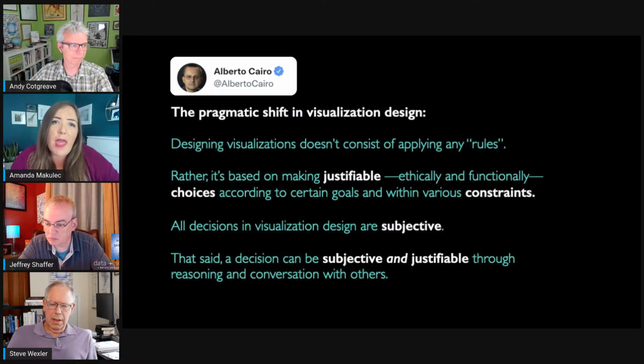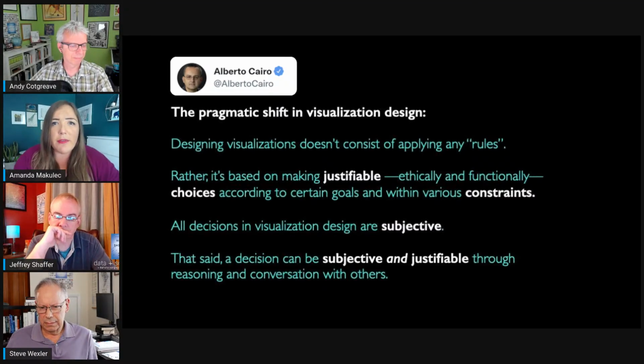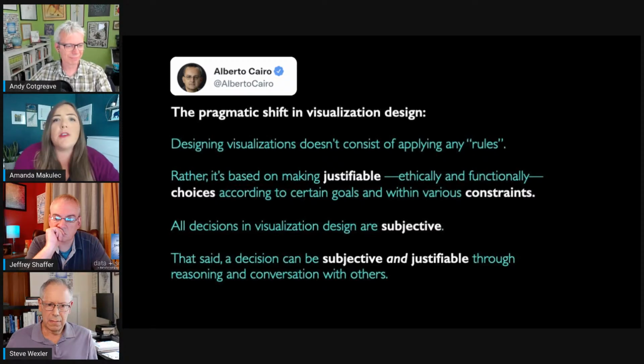At I/O in May, Alberto Cairo kind of summed this up very nicely in some slides talking about themes from his upcoming book and talked about this broader pragmatic shift in visualization design, where it's not really about applying rules necessarily, but making justifiable choices according to different goals and constraints. And so as we talk today, we'll talk a lot about the ways in which we make decisions, but that doesn't mean that that's necessarily the same way that you might. So we'd welcome hearing from you in the chat.